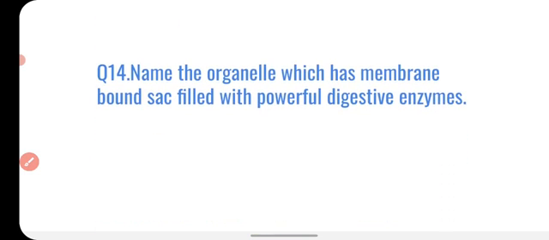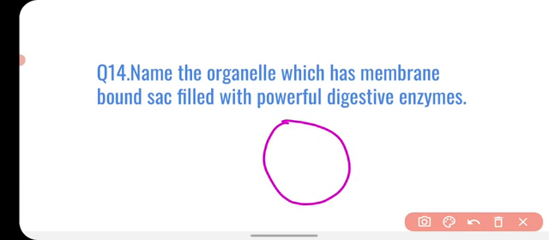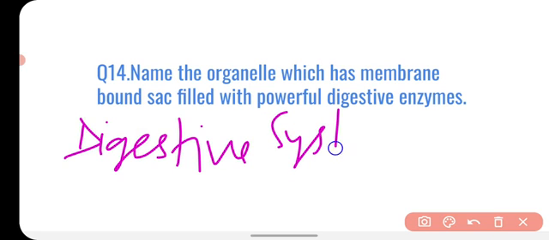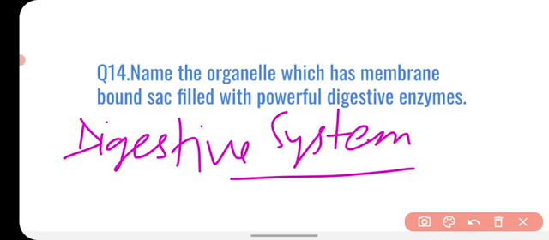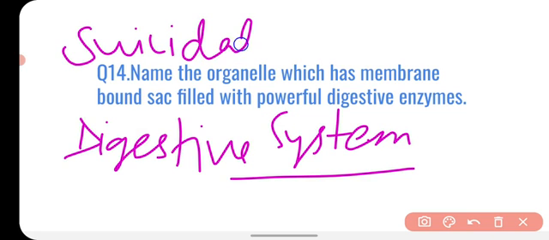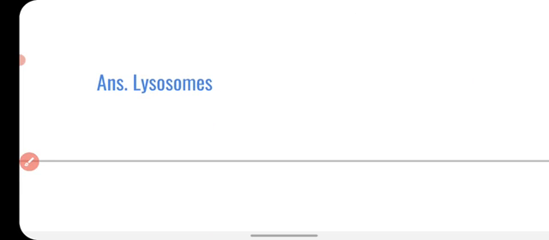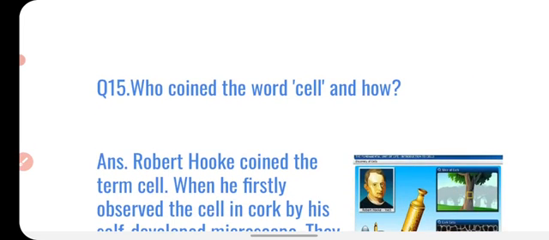Next question is, name the organelle which has a membrane bound sac filled with powerful digestive enzymes. Can you tell this organelle which is a membrane bound sac like structure, and it contains digestive enzymes. That is called the digestive system of the cell. And one more hint is there, they are also called the suicidal bag of the cell. So the answer is lysosomes. Lysosomes are the organelles which contain powerful digestive enzymes and help to digest the complex organic molecules into their simpler form.